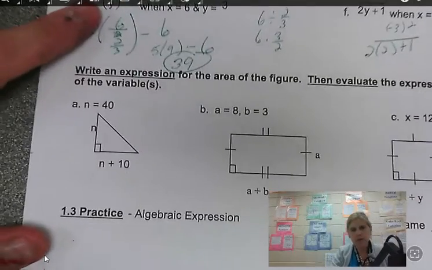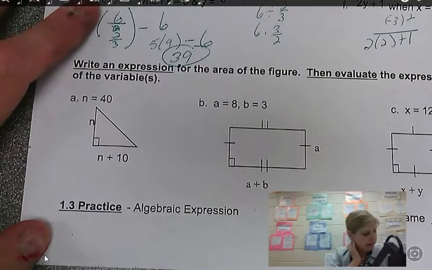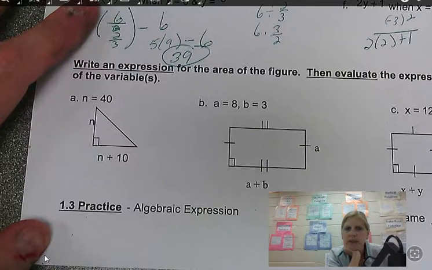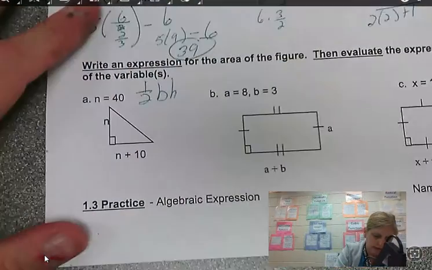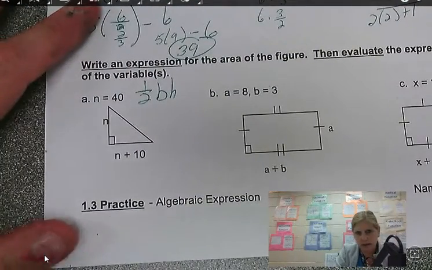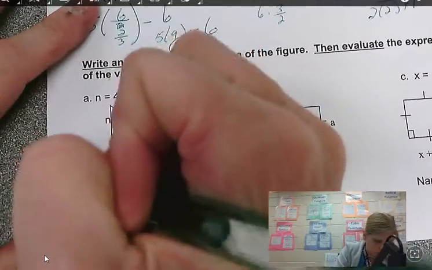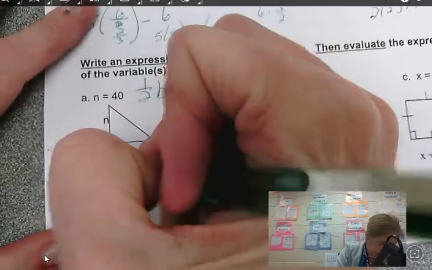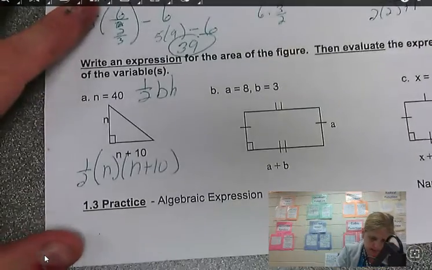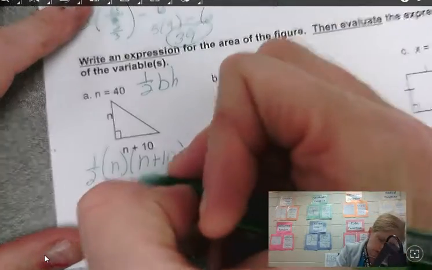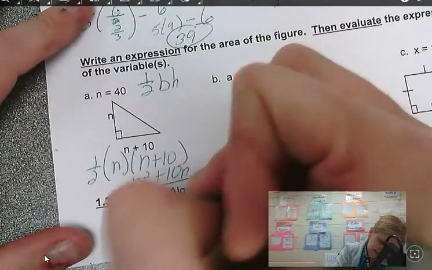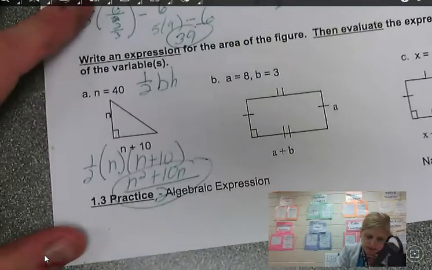Last one, applying some of our geometry. Well, what happens? Oh, we've got to remember some of our formulas. It says write an expression for the area of the figure, then evaluate the expression for the given values of the variable. So here I have, well, what's my area of a triangle? 1/2 base times height. So I would have 1/2 n times n plus 10. So you could either do that and leave it, or you could do n squared plus 10n divided by 2. That's another way to do it.